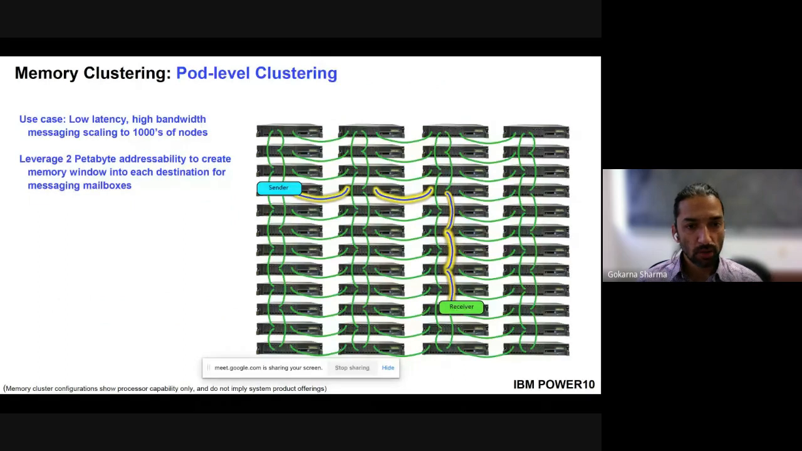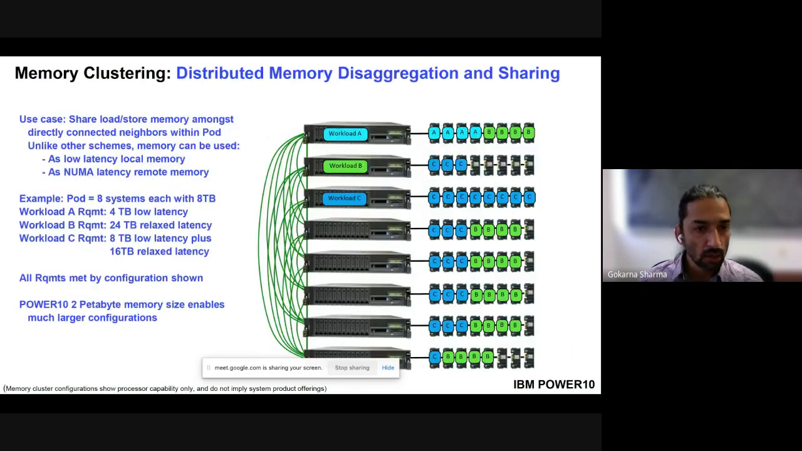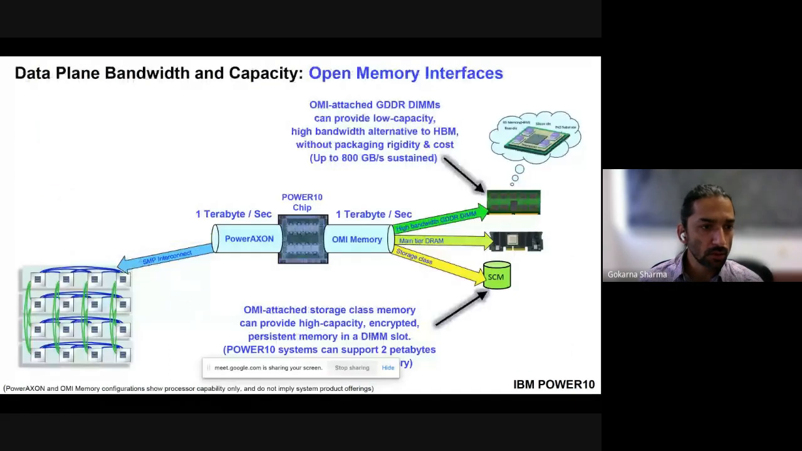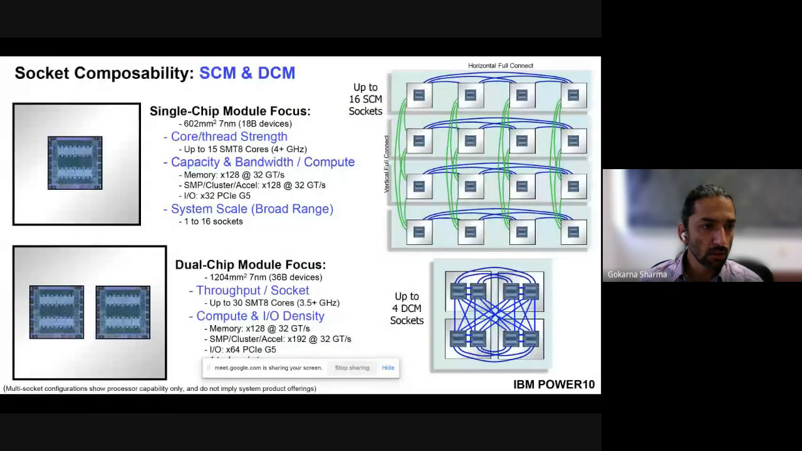So similarly, you have pod level clustering. So you have clustering at the pod level. For example, here the use case is low latency, high bandwidth message scaling at thousands of nodes. If you see here, how do you do the clustering? You can do it this way. You can connect the systems as we saw before here. This is similar to the picture that we were looking at.